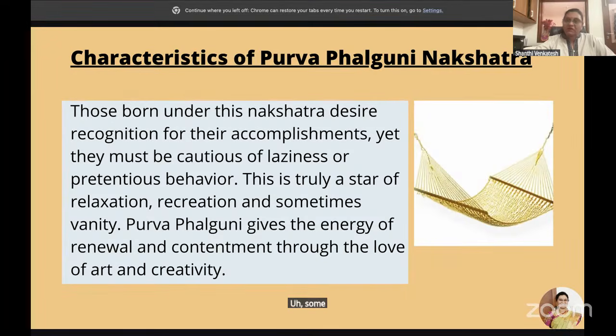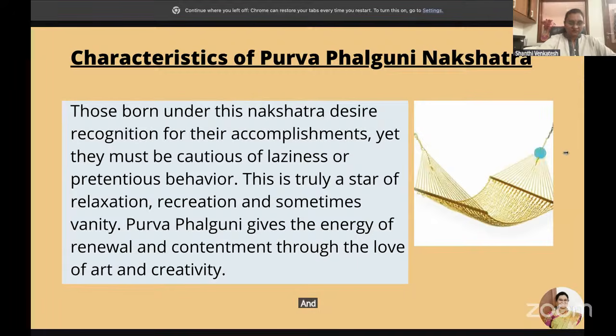Some negative qualities, shortcomings we can say, of Pubba nakshatra is sometimes they become too pleasure seeking and lazy or over relaxed, indulgent, attention seeking, proud, then attached to luxury. Many a time they become strongly attached to luxury. Sometimes they avoid taking responsibilities. They easily get bored with routine. That is some of the shortcomings of this nakshatra. So this nakshatra is truly a star of relaxation and creativity.